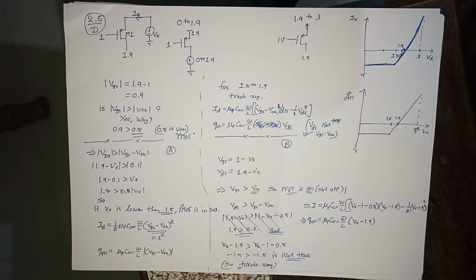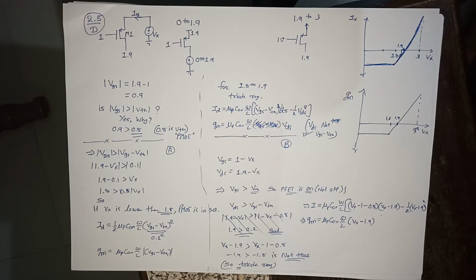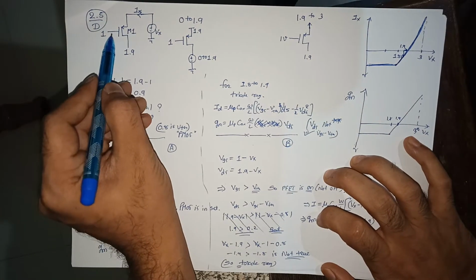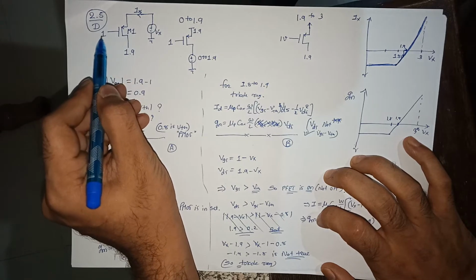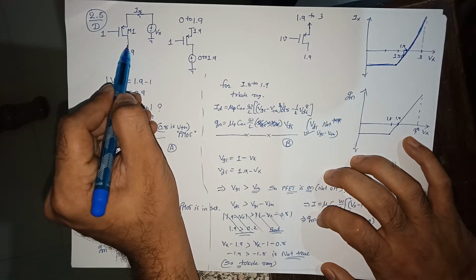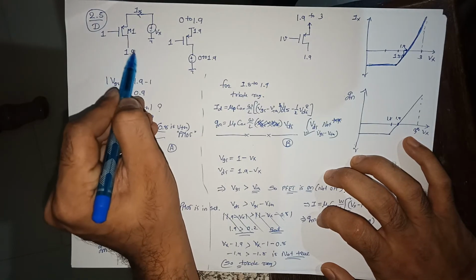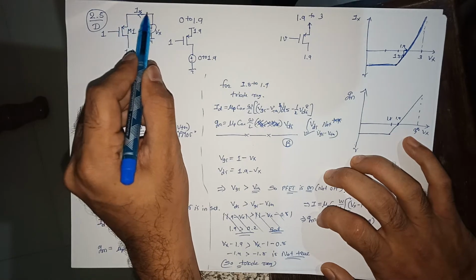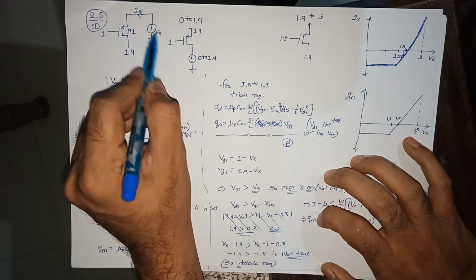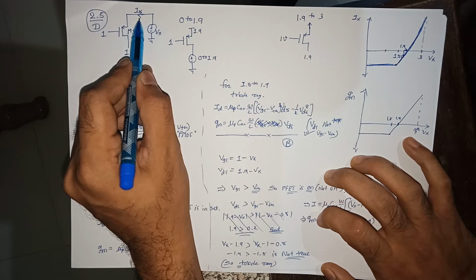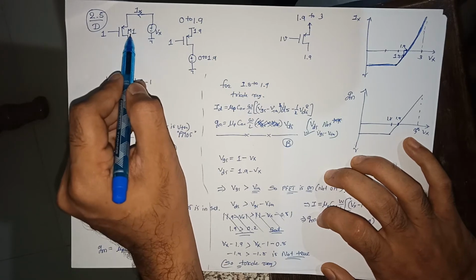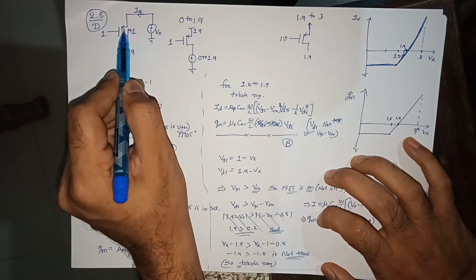Okay, now we will discuss problem number 2.5 part D. Here, the gate is connected to 1 volt, the drain is connected to 1.9 volt, and the source is connected to the variable voltage Vx. We need to plot the Ix and Gm of this device. This device is a PFET.